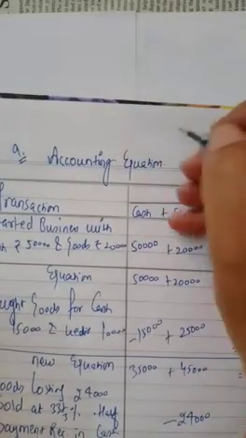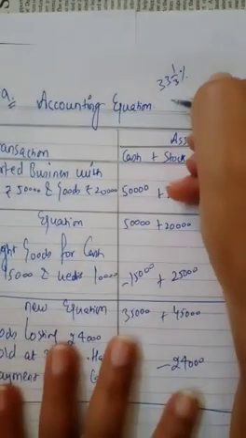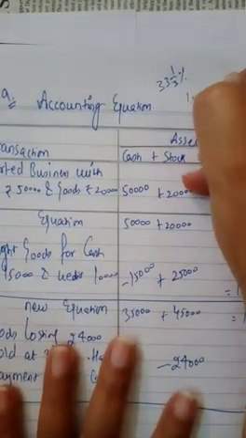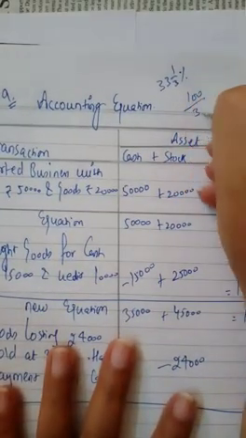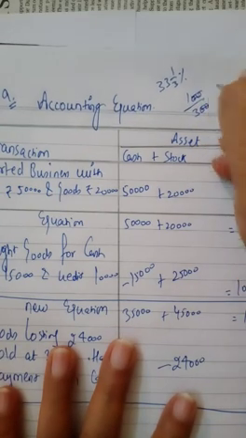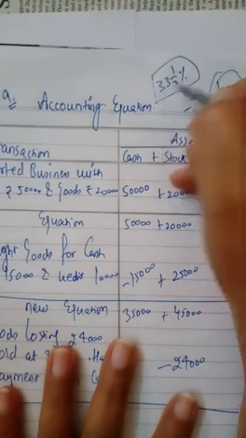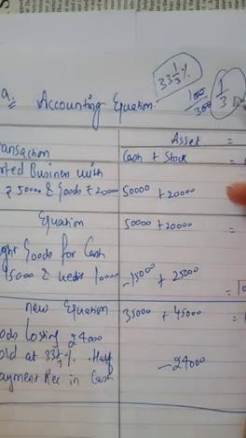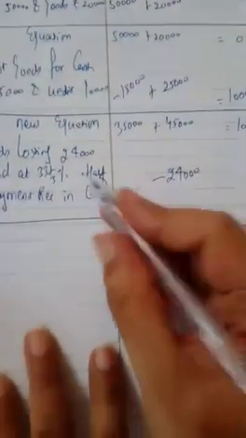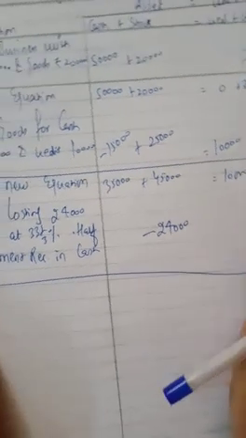Now what is 33 and 1/3% equal to? 33 into 3, 99 plus 1, 100 upon 3, and percentage 20 for percentage. These 20 can be deducted and it will be remaining 1/3. So 33 and 1/3% is always equal to 1/3. So 1/3 of 24,000 was the profit, and it will be 8,000 added in the capital.